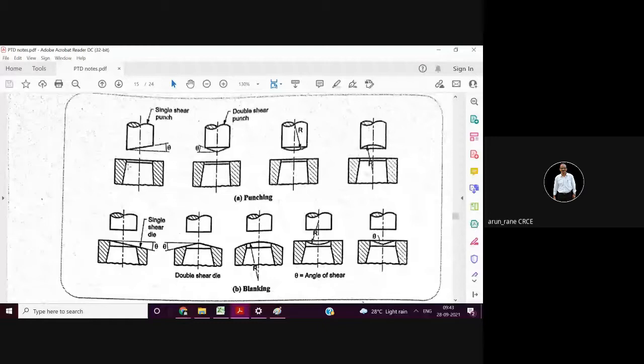Had this been horizontal, the entire area would come, so the load on the press will increase. To reduce that, you have to give the angle. So in case of punching, it is given to the punch, and in case of blanking, it is given to the die. So this is the die block. Always single shear is preferred from a manufacturing point of view, because if you want to make it like this, then there will be some manufacturing limitation or the manufacturing cost will increase.